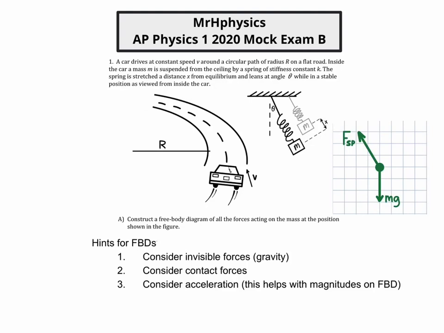Now, the last hint is to consider acceleration. This is going about a curve of radius r on a horizontal flat road. That means the acceleration needs to be towards the center, so it's going to be to the left from this vantage point. Now, on our free body diagram, we need to make sure that it looks like the net force is to the left. And since there's no vertical acceleration, any vertical components of force need to cancel out. We drew the weight with 3 units downward, so we need to have the vertical component of the spring force to be 3 units upward so that they cancel.